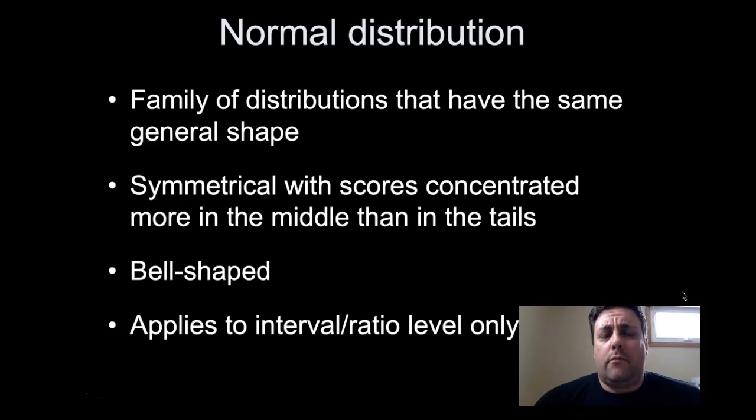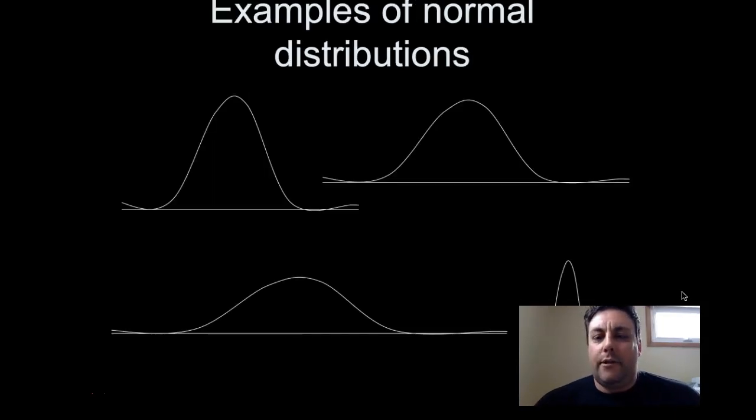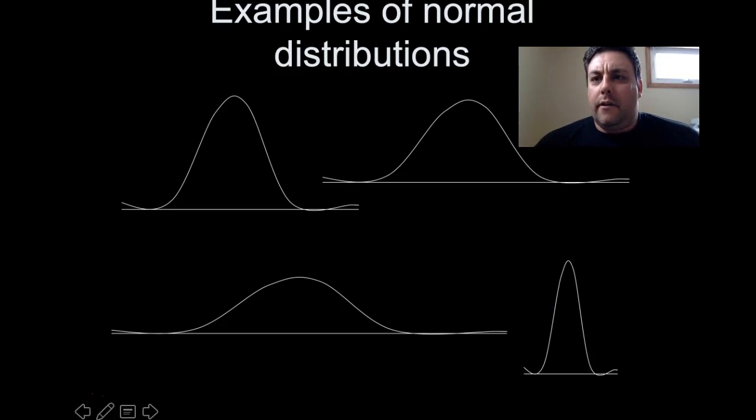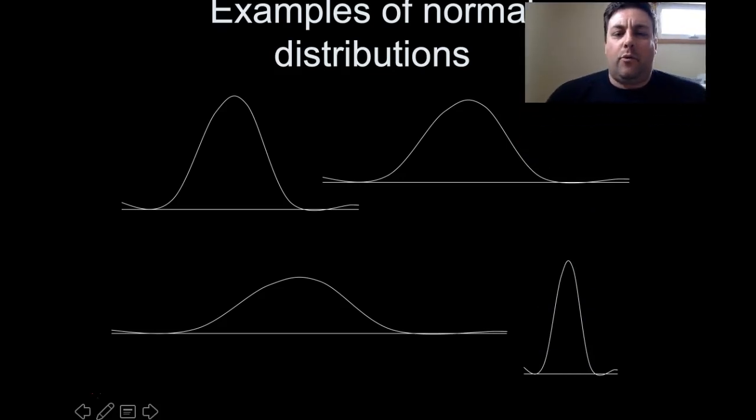You sometimes hear normal distributions called the student distribution, or the bell-shaped distribution, the bell curve, that kind of thing. When you see a student's distribution, Student was actually a pseudonym of the person who was writing about this in the 19th century. And normal distributions really only apply to interval and ratio level data only. So here's a couple of examples of some normal distributions, and let me put myself up here so you can see all of these. These are just examples of different normal distributions.